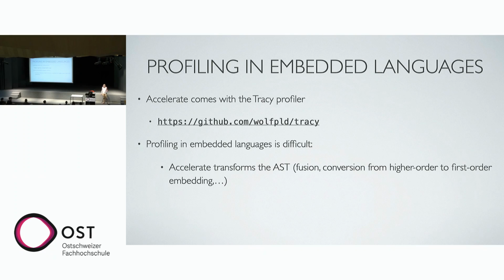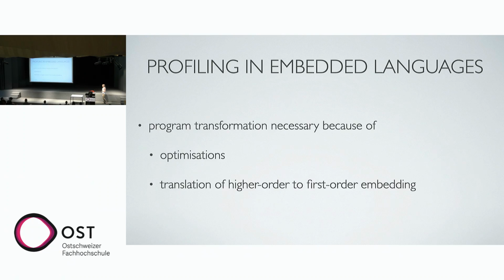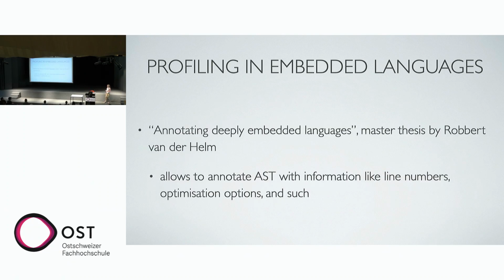And then in Accelerate especially, you probably got an idea of some of the program transformations we're doing. We're doing fusion really aggressively. Stuff like sharing recovery, because it's a higher order embedding and we have to translate it into a first order embedding, things like that. So the AST changes completely. So connecting that to the generated LLVM code is hard.